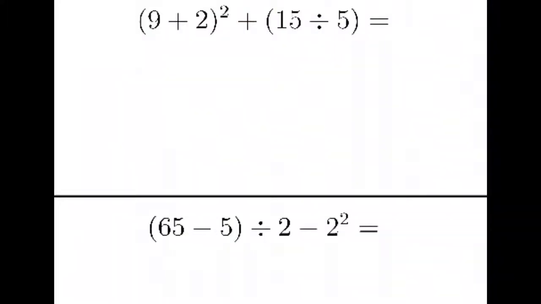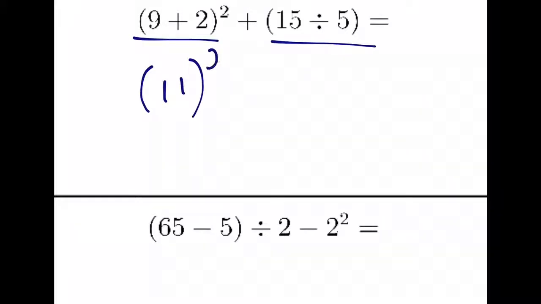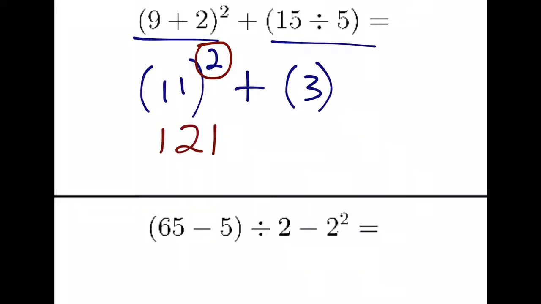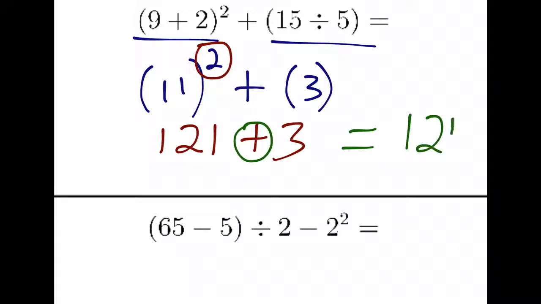In this next problem, first we handle what's inside of the parentheses. So on the left, 9 plus 2 becomes 11. On the right, 15 divided by 5 becomes 3. Our next step is to deal with this exponent. So 11 squared becomes 121. And finally, we deal with the addition. And this gives us 124.